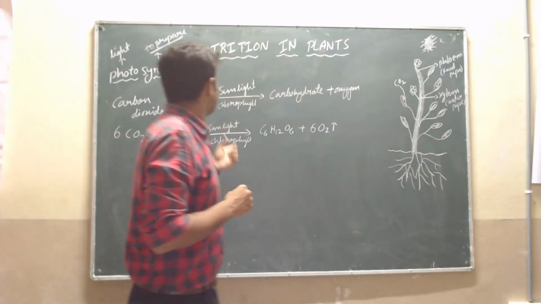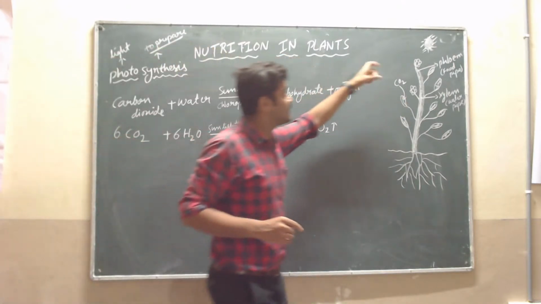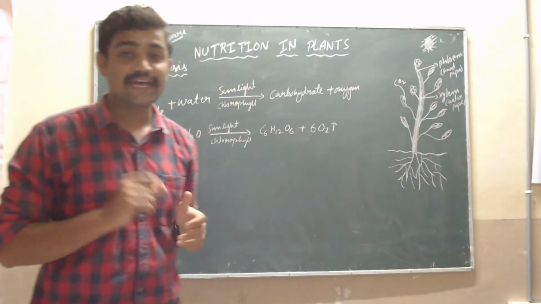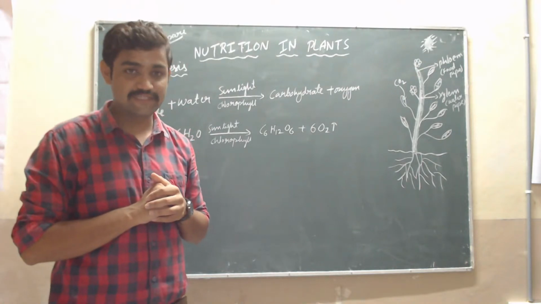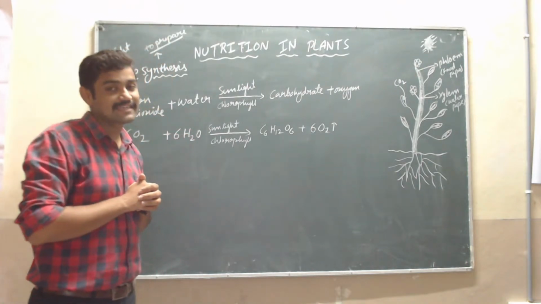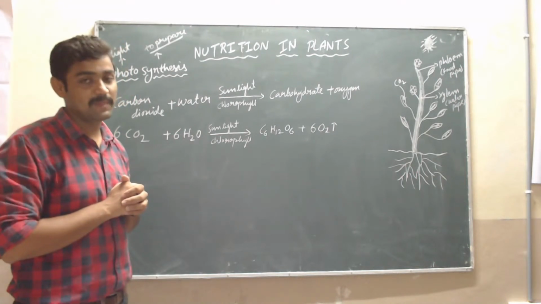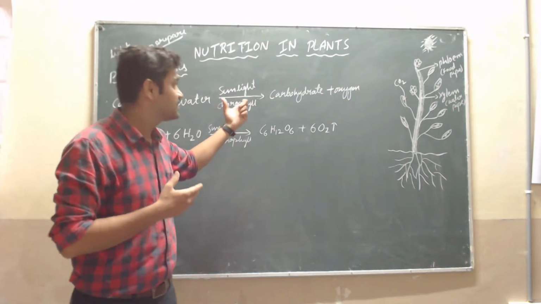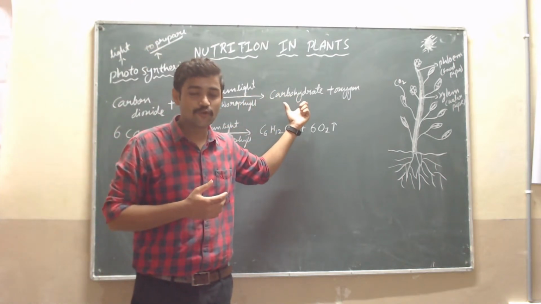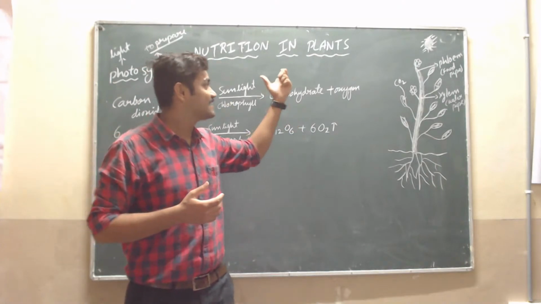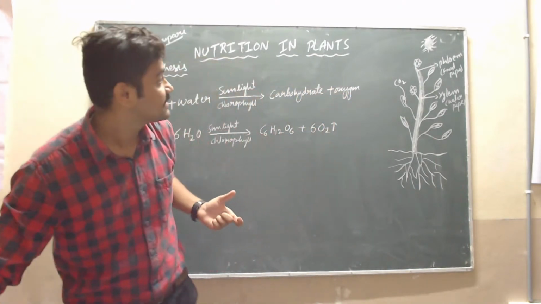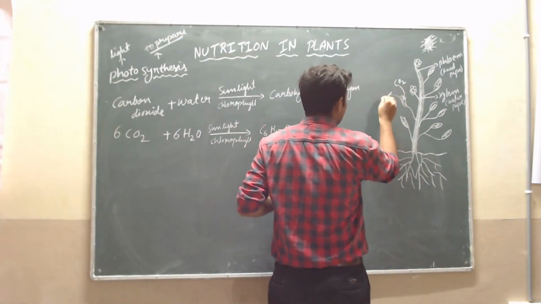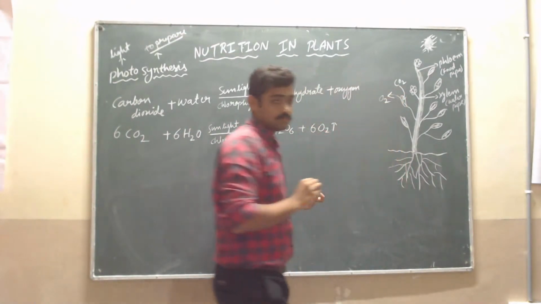Then, in the presence of sunlight and chlorophyll. What is chlorophyll? Chlorophyll is a green pigment present in the leaves, and it is like the chef in the plant. With the help of sunlight and chlorophyll, they prepare what? Carbohydrate, that is glucose. And they release oxygen, that is O2.